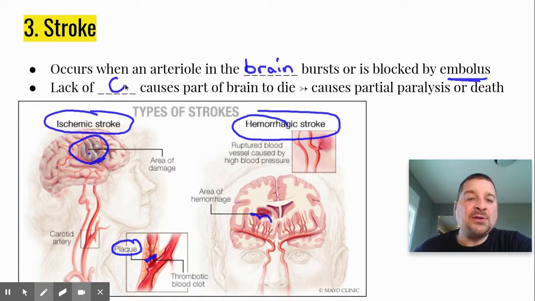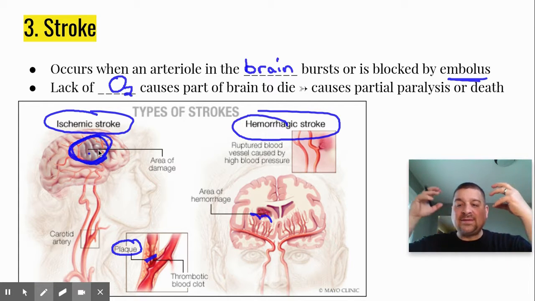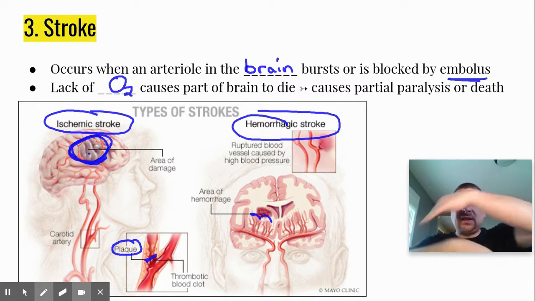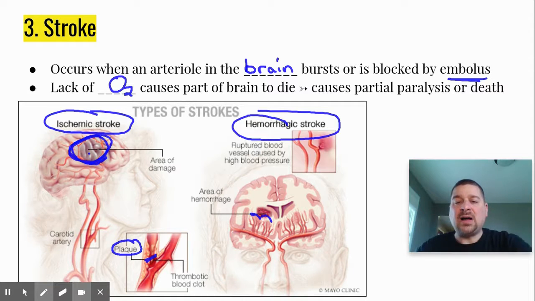And what happens when you can't get blood to the brain? No oxygen causes part of the brain to die. It depends on where that area is, on the right side or left side of the brain, because remember they cross to the different halves of your body. Half of your brain controls more of your speech than the other half. So it depends where that is.